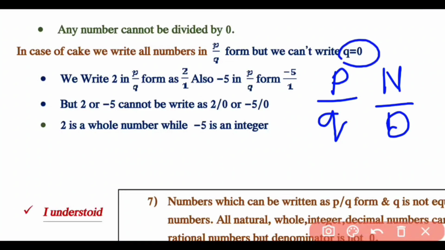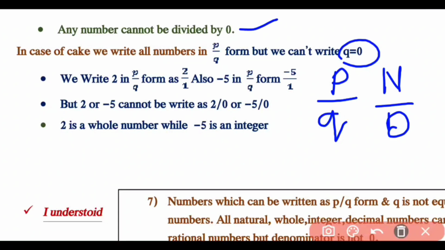What does it mean that q should not be equal to 0? That means in the denominator there should not be 0, because we all know a number cannot be divided by 0. And in any number, when the denominator is 0, that means it is divided by 0. But you should not put 0 in the denominator because it cannot be defined, and that's why such a number cannot be considered a rational number. When 0 is there in the denominator, the number cannot be considered a rational number.